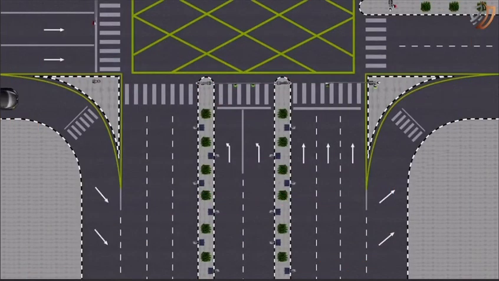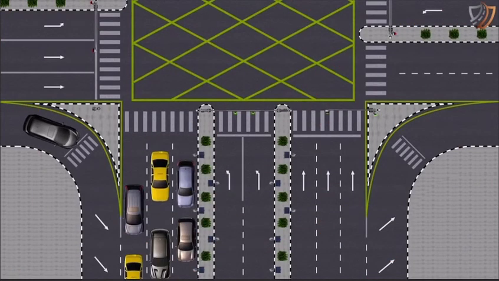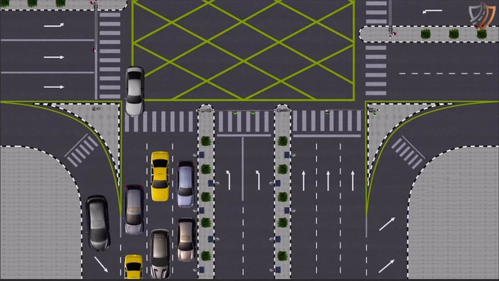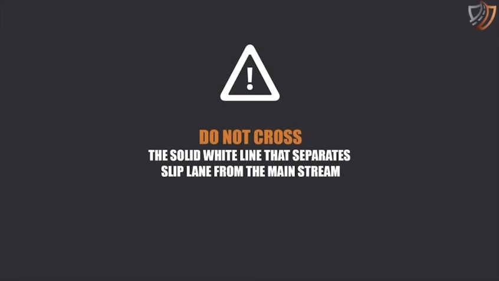If the slip lane continues for a little longer, consider changing the indicator to left before entering the open lane next to the slip lane on the left. If the traffic flow is heavy in the mainstream, motorists may drive till the end to adjust in the flow of the traffic. Remember, do not cross the solid white line that separates the slip lane from the mainstream.